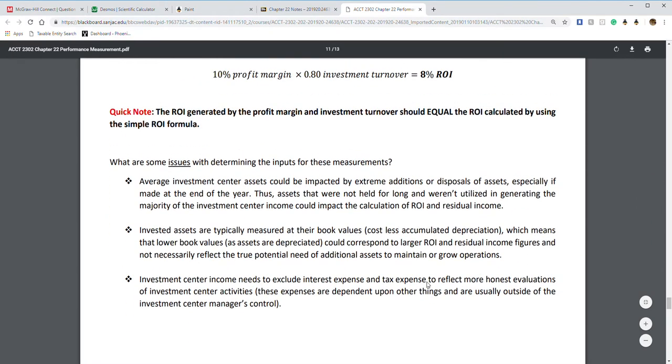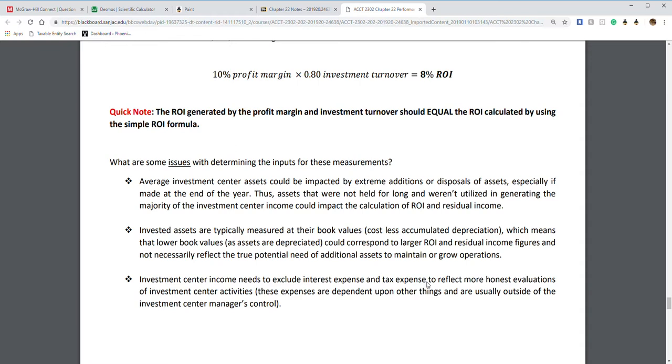So, quick note: ROI generated by profit margin and investment turnover should equal the same thing, but I already did that. That was a quick note. So, issues with determining these inputs. Again, there can be issues because there can be fraud and all that. Average investment center assets could be impacted by extreme additions or disposals of assets, especially at the end of the year. Management's probably trying to get rid of a lot and they're also buying a lot. So that will throw off the ROI. Even though it's the average assets, if there's so much at the end, they weren't held for a long time, so they're not utilizing the income yet. It's making a lower ROI than it should be.